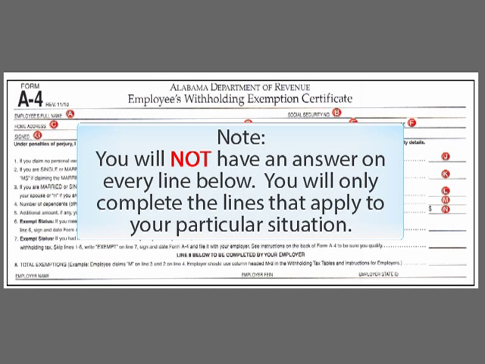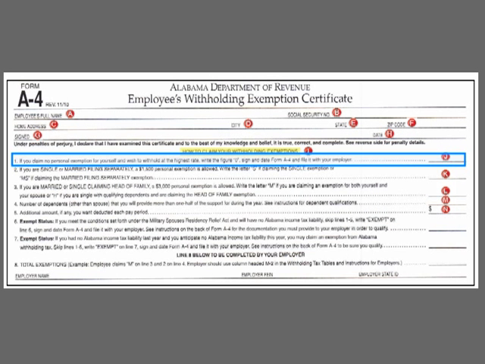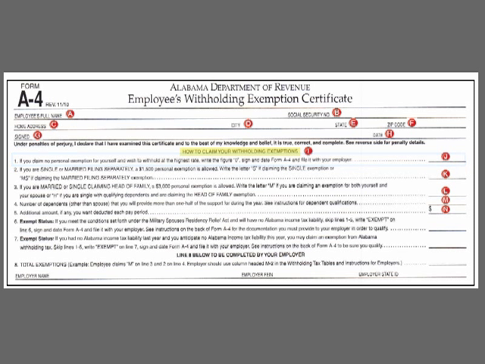Note, you will not have an answer in every line below. You will only complete the lines which pertain to your particular situation. In blank J, if you are claiming no personal exemption throughout the year, which means you aren't claiming yourself, you aren't claiming your spouse, nor are you claiming any dependents, you will put a 0 in line 1 and you are done with the form. You will not mark any other lines. If you mark 0, you are ready to e-sign the document.